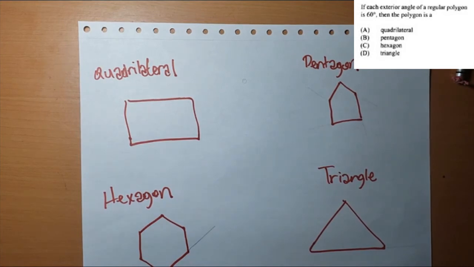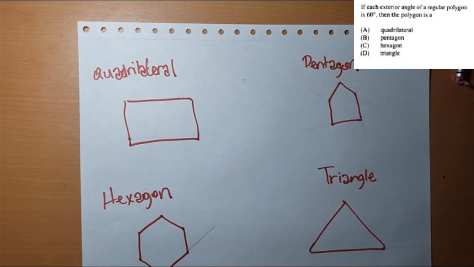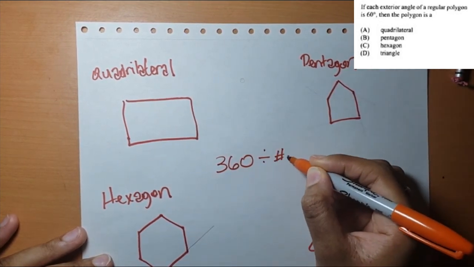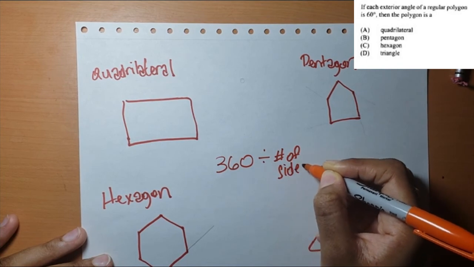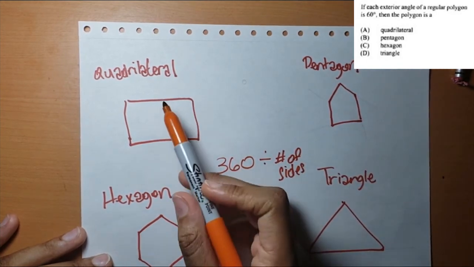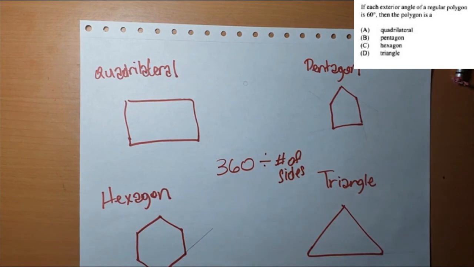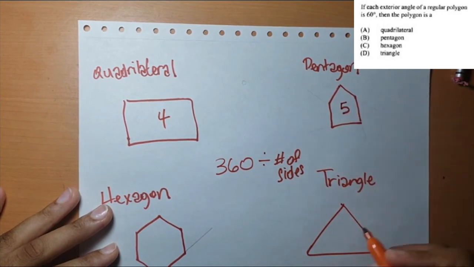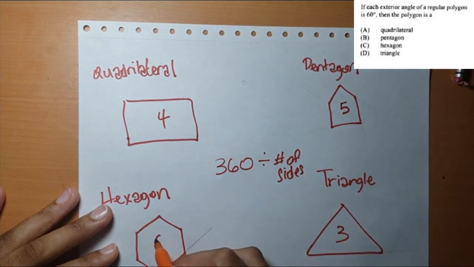Okay, so the question says, if each exterior angle of a regular polygon is 60 degrees, then the polygon is, and they say quadrilateral, pentagon, hexagon, and triangle. Now, the way we find the exterior angle, we do 360 divided by the number of sides. We have to remember that a quadrilateral has 4 sides. It could be a square or rectangle. A quadrilateral just has 4 sides. Pentagon has 5, triangle has 3, and hexagon has 6.